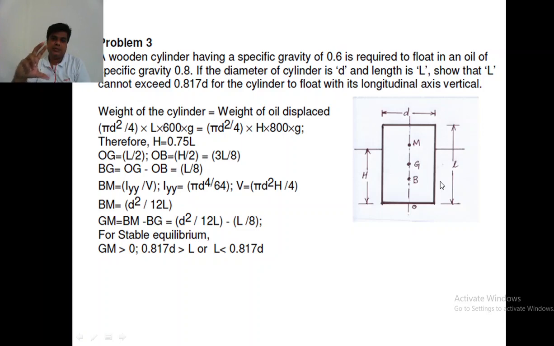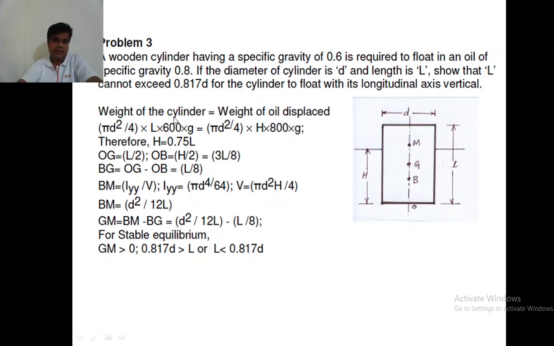So length is given and diameter is given, and you have to prove that the length should not be greater than 0.8 times the diameter, so that it floats vertically. The cross section of the cylinder is a circle here. So length is given and cross section d, area is given. So the weight of the cylinder will be equal to the weight of the oil displaced.